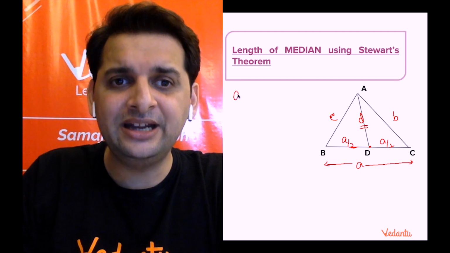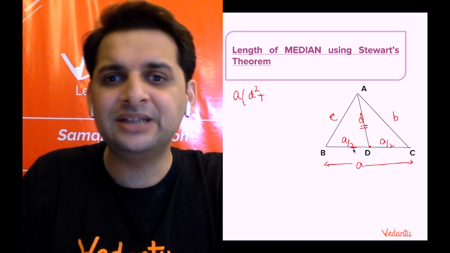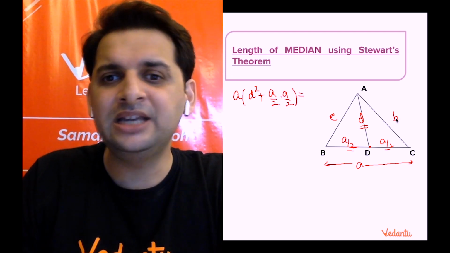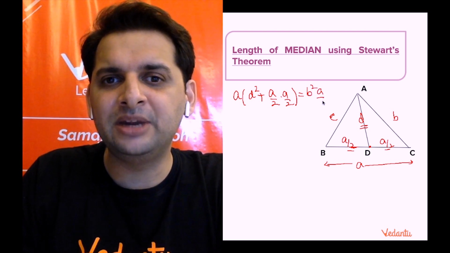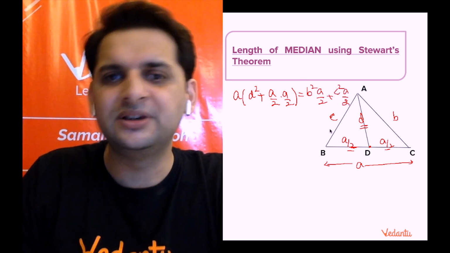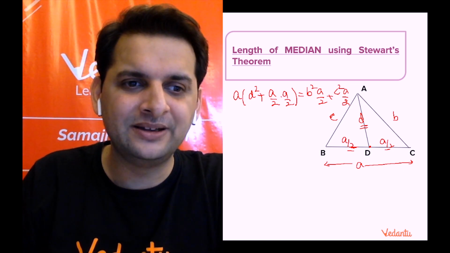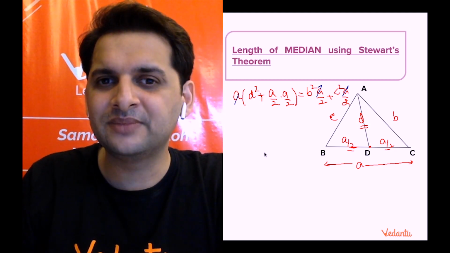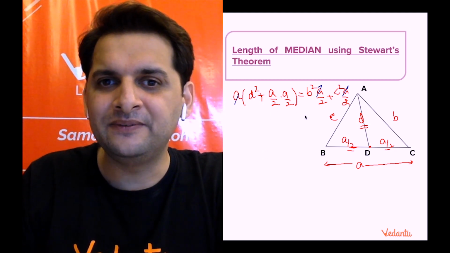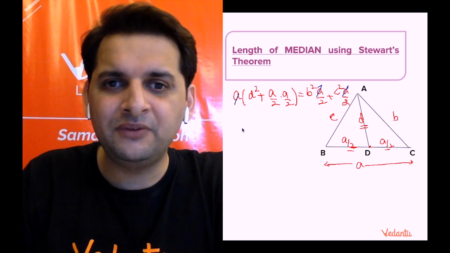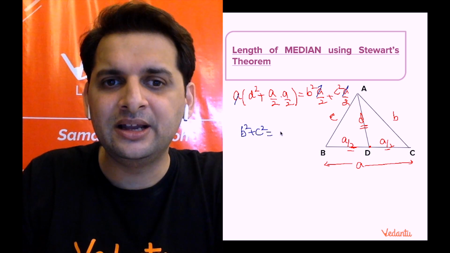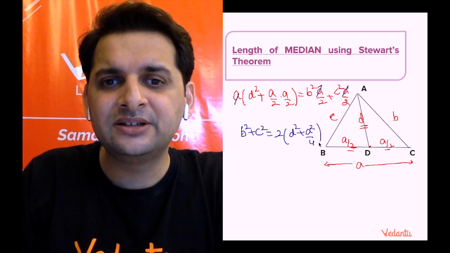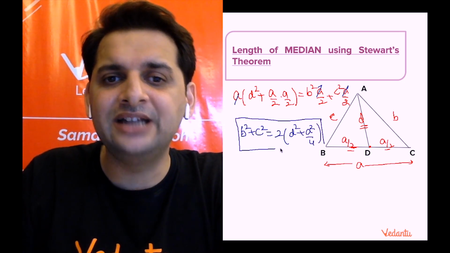So Stewart says that A times D square plus A by 2 into A by 2, so m is A by 2, n is A by 2, is equal to B square into A by 2 plus C square into A by 2. So this is what Stewart says. So A gets cancelled out, right? So what we get is B square plus C square is equal to 2 times D square plus A square by 4.